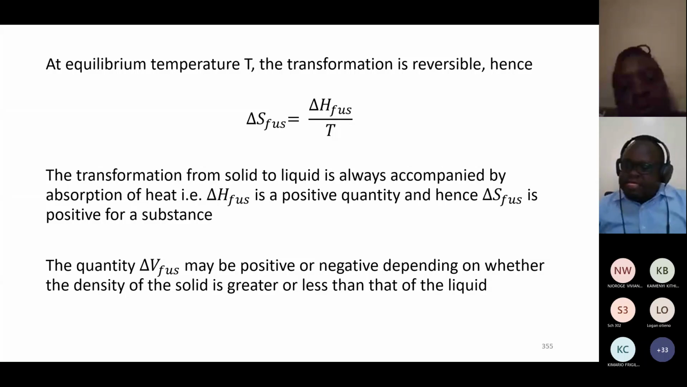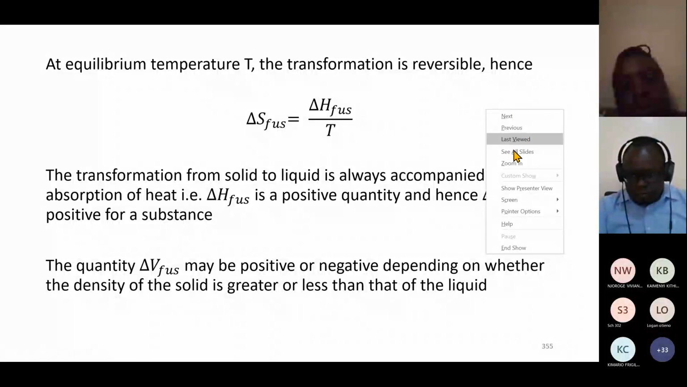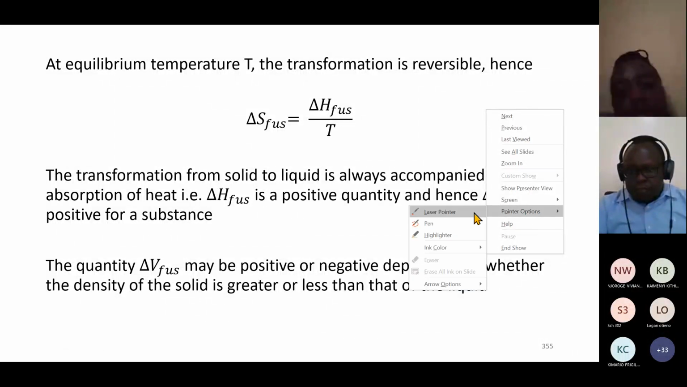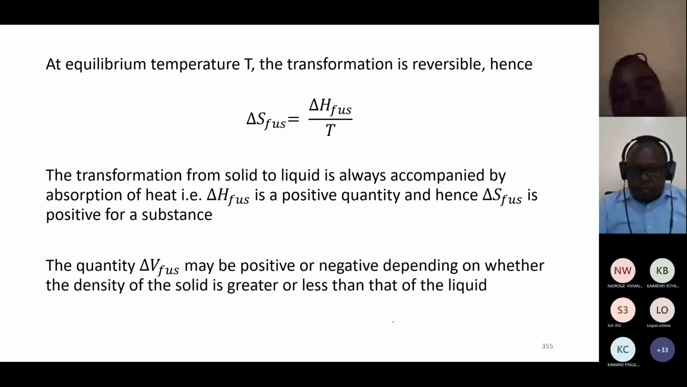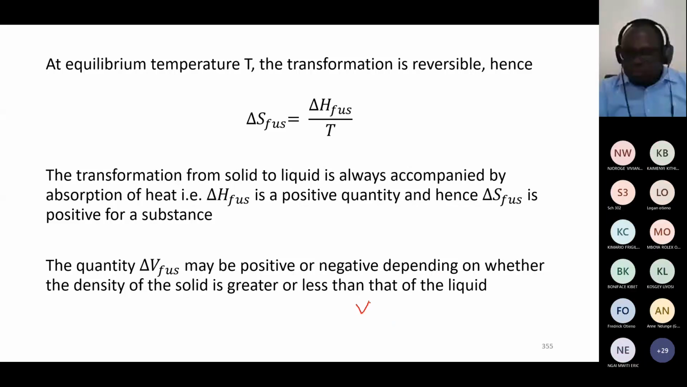depending on whether the density of the solid is greater or less than the liquid. So remember this. We know that volume is given by mass over density. So when you're moving from solid to liquid, there are some substances where the density changes. So when the density changes, then there's a change in volume as well.